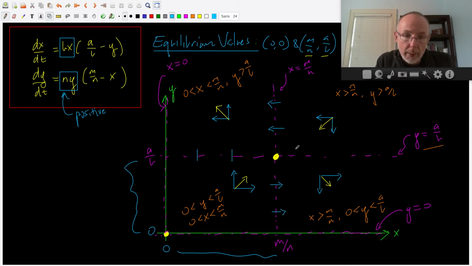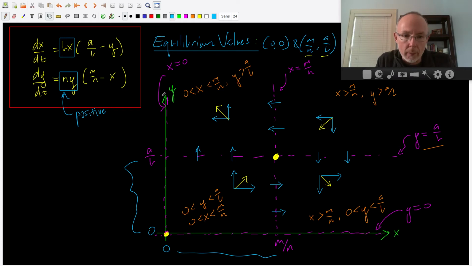I can do the same thing here. What happens when y is equal to a over b? Well, then x doesn't change. dx/dt is 0, and dy/dt depends on the x value. If x is bigger than m over n, then y is decreasing. You can see that it has to be decreasing here, the y value. It's decreasing here, the y value. I couldn't draw it going up here, or it would conflict with the picture I've got. That argument means it's got to be going up here. When x is less than m over n, this thing is positive, so y is increasing. So this should give you an idea of how this flows.